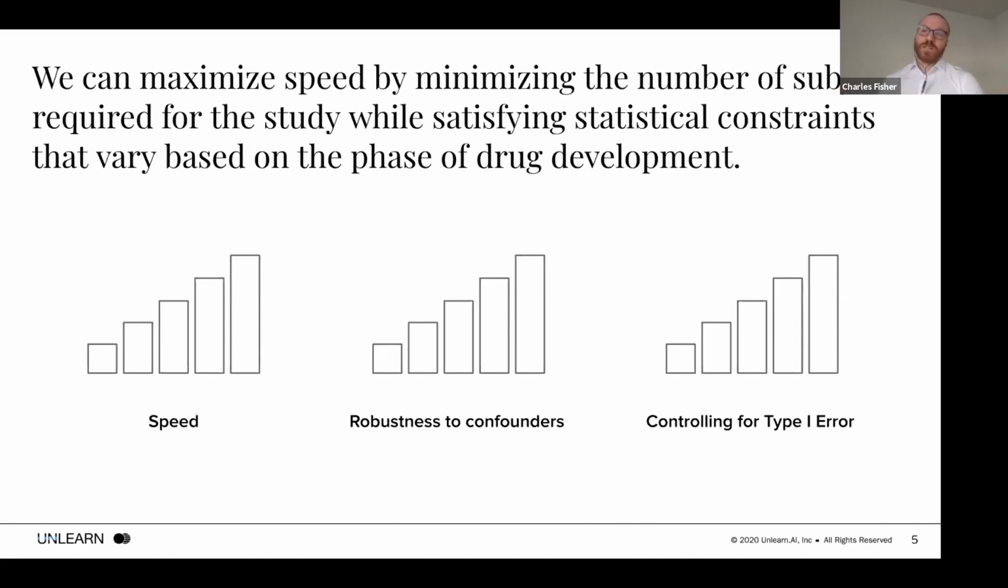And then in addition, there is controlling the type 1 error rate, something that's very important in a lot of clinical trials. And what that means is, what's the probability that we would accidentally approve a drug that in reality doesn't work? And so that's something that regulators in particular are often interested in guaranteeing, that the type 1 error rate is controlled at a low probability.